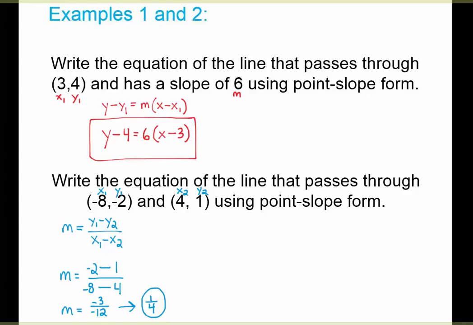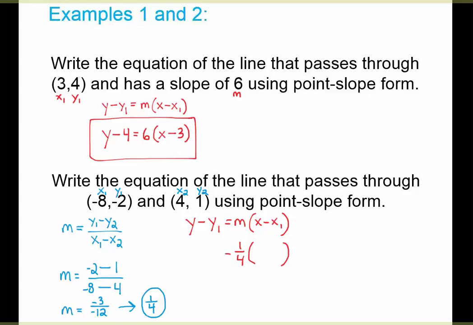Let's go ahead and rewrite that point slope form. The more you write it, the more likely you are to have it memorized. So we know that it's y minus y sub 1 equals m times the quantity x minus x sub 1. We know that the slope is 1/4, so I can go ahead and plug that in for my m value.